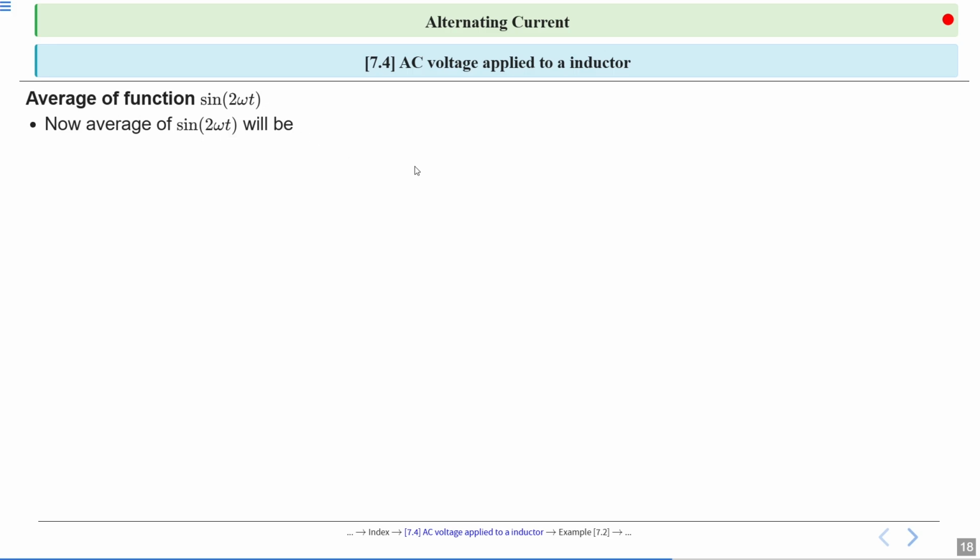Average of sin 2 omega t, how will we find the average if we are not using a standardized formula? So we will find it by this integration from 0 to T of sin 2 omega t dt, upon the integral of dt from 0 to T, over the interval T. So this is the average of this function. This is the way we find the average value.